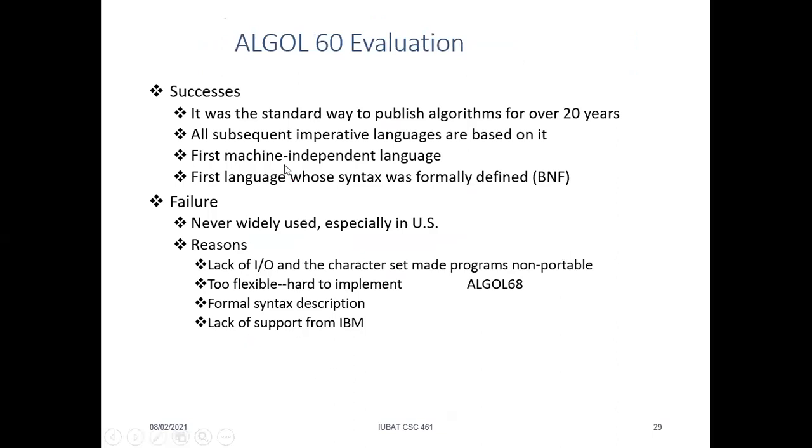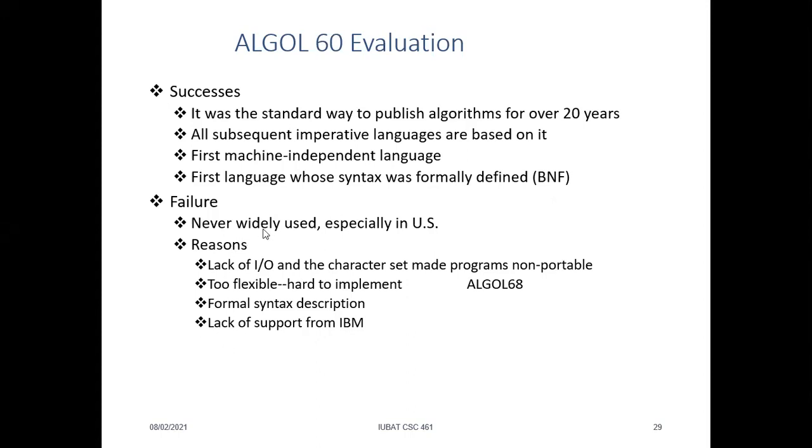So this is one of the big successes, and it is the first machine independent programming language. Previously, all the programming languages were dependent on the machine, and they used syntax formulas such as BNF, which we will learn in the next chapter. This is the first machine independent language, which was a big success because now they actually could communicate among themselves. And it was the first language whose syntax was formally defined in BNF. So BNF, eBNF, we'll go over this in the next chapter.